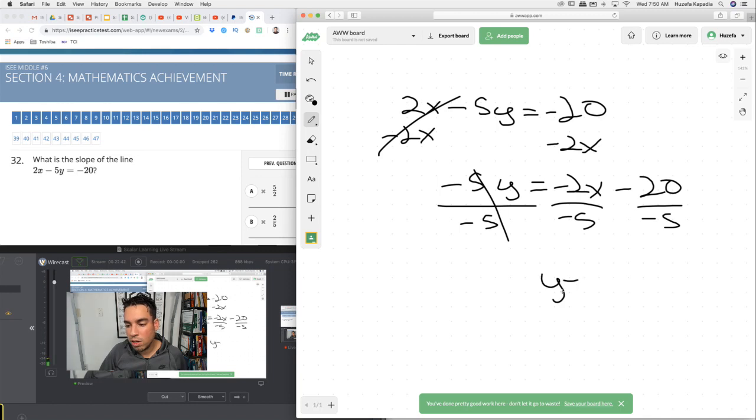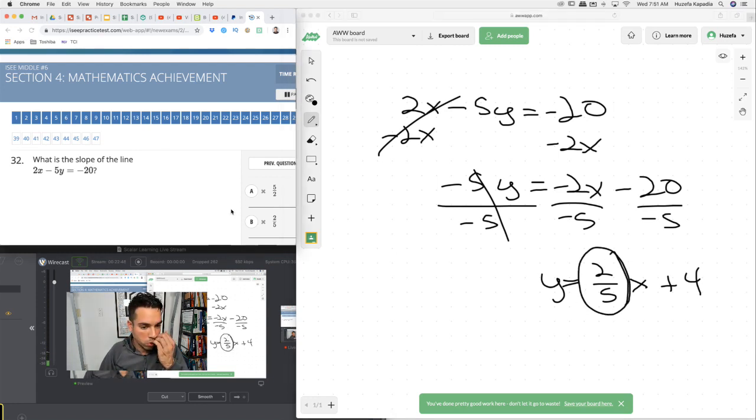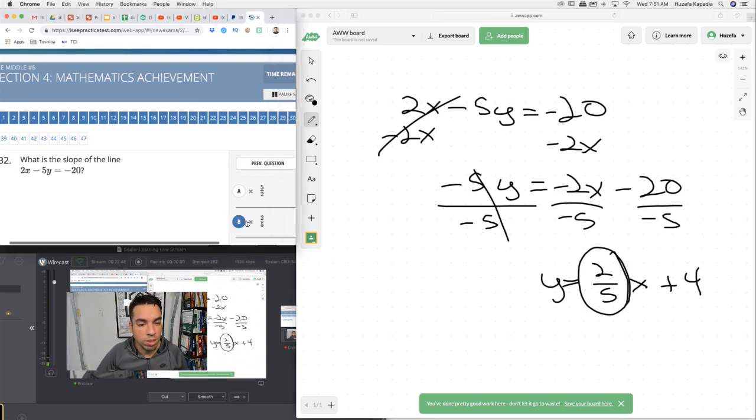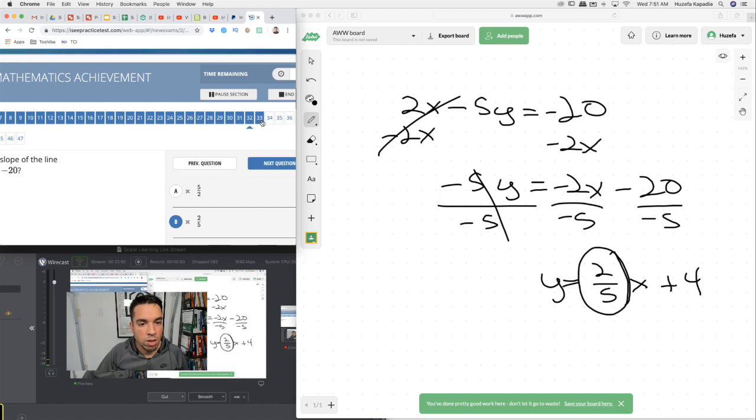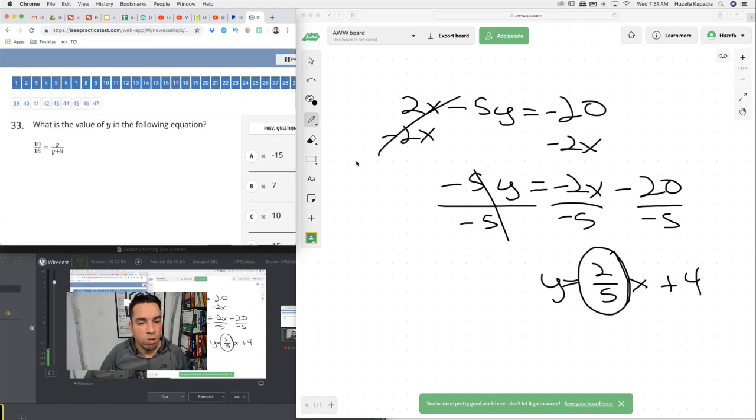And then it's y equals, negatives cancel out, 2/5 x plus 4. Slope-intercept form: the slope is whatever value is multiplying the x, and that's it. But it has to be in slope-intercept form before you make that assertion. What's the value of y in the following?